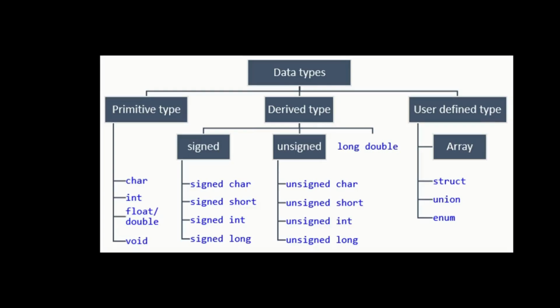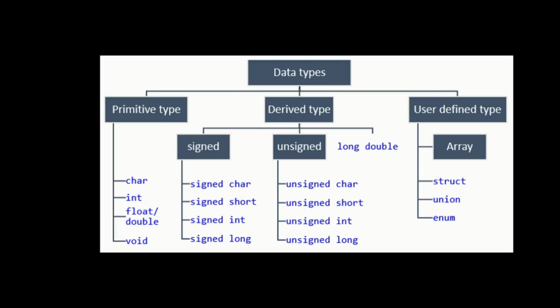Here is the flowchart of data types. The data types are primarily divided into three types: primitive type, derived type, and user defined type. In primitive type we have four types of data types. They are char, int, float or double, and void. Char is for character. To store the character type of data, we use the char data type, and int is for integer, float or double is for real numbers, and void is for a void data type.